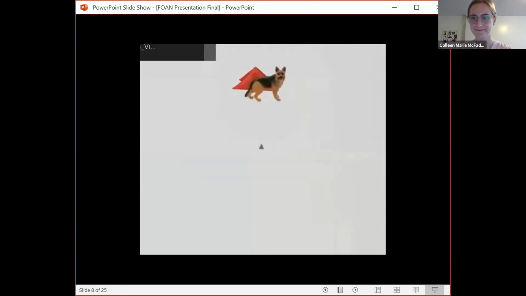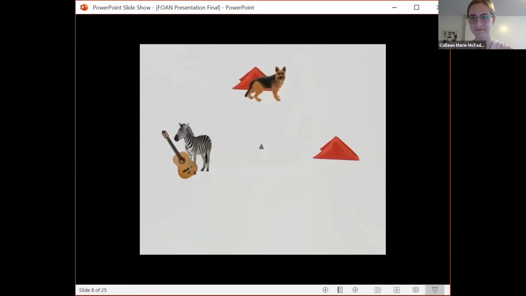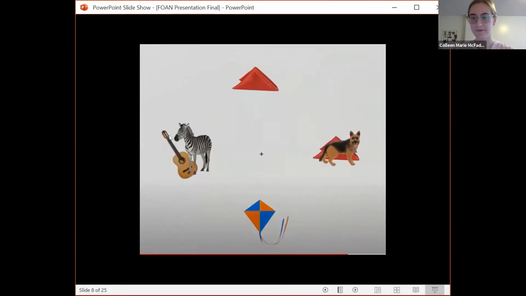Napkin, dog, guitar, zebra, napkin, kite. Put the dog on the napkin onto the kite. And the participant would say yes or no. Now drag it right. And the participant would say yes or no again.